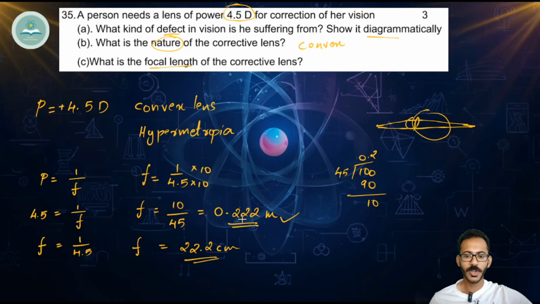This is how the defect is. Any one of the defects of vision will surely be asked in the exam. So kindly study the defects of vision, their cause, and how to correct them with the ray diagram. We'll go to the next question.